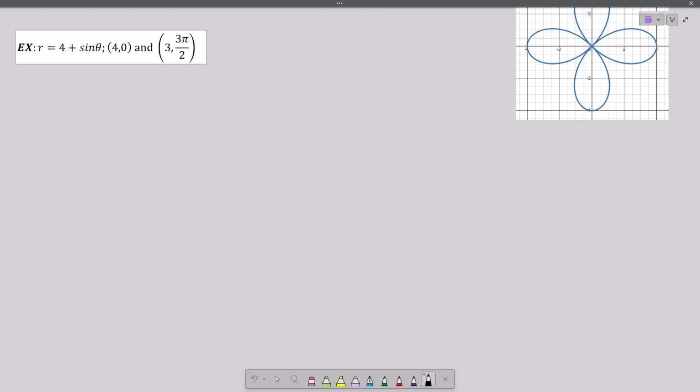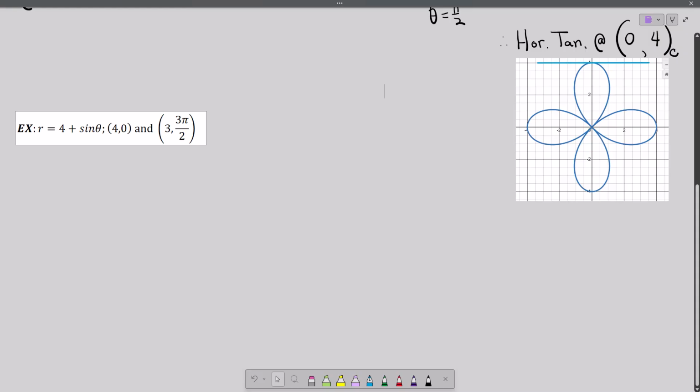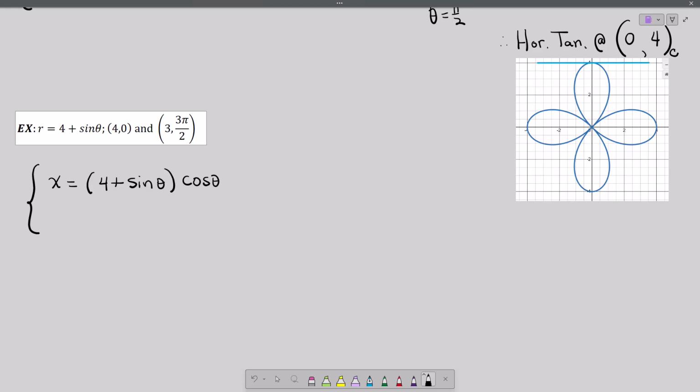So our process to find the slope of the tangent line at these two polar points, we're going to convert to parametric, find dy dx, and then plug in the theta. So converting to parametric, we have x equals r cosine theta, and we have y equals r sine theta. So those are the two parametric equations. So we're done. Now it's in parametric.